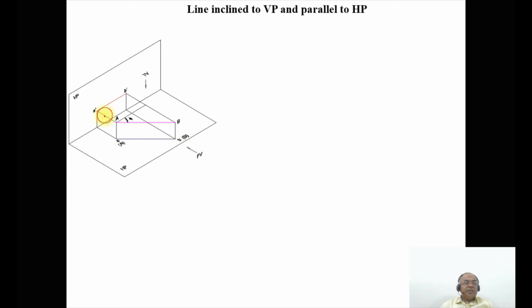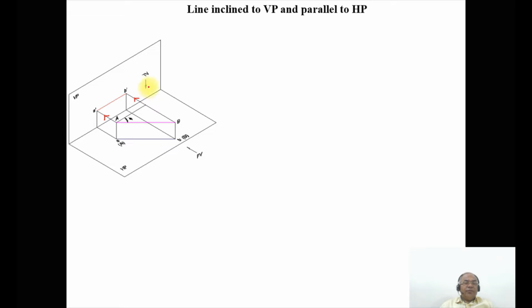So when it is projected, you are going to get the points A dash and B dash, both above HP by equal distance. Now the line is parallel to HP. Since the line is parallel to HP, you can see the true length in the horizontal plane, which is capital A and capital B.